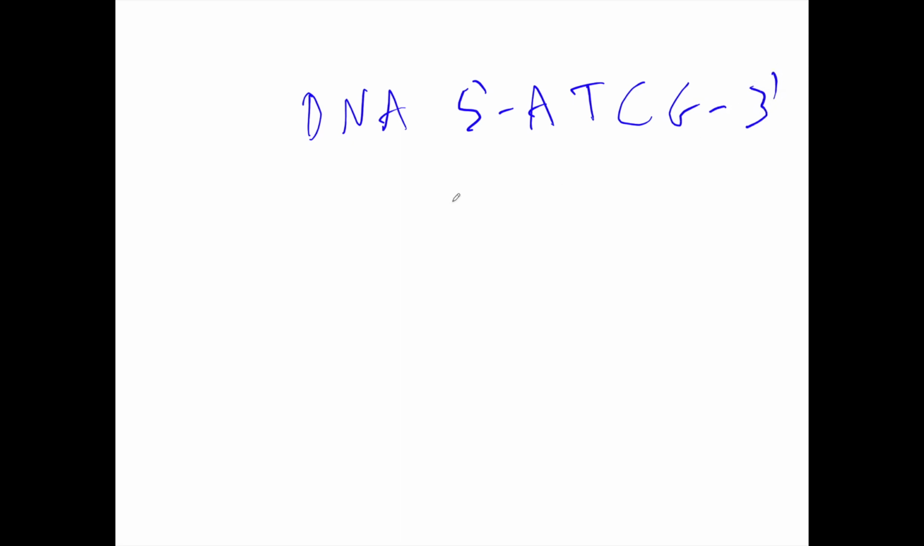Or let's say you have a piece of DNA and it's 5' A, T, C, G, 3'. Well, RNA can actually pair with DNA. So A in DNA would pair with U in RNA. T in DNA would pair with A in RNA. C with G, G with C, and it's still anti-parallel. So DNA can also pair with RNA.